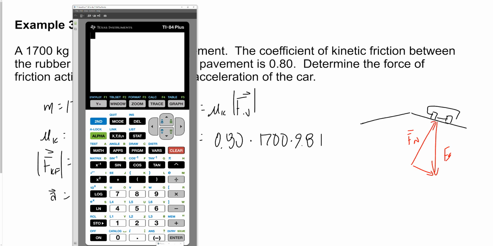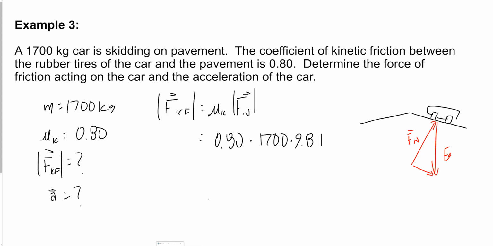Let's say 0.8 times 1,700 times 9.81 gives me a value of 13,341.6, which we're going to round to 2 digits. The first zero does not count. The second zero does count. So this would be a 2-digit piece of data there, the coefficient of friction. We're going to say 1.3 times 10 to the 4 newtons.